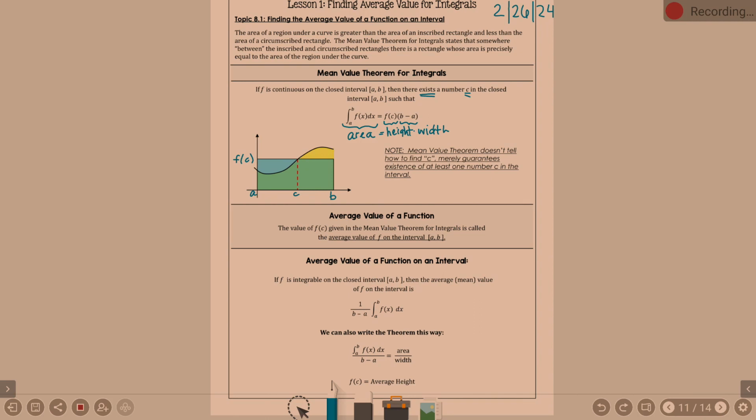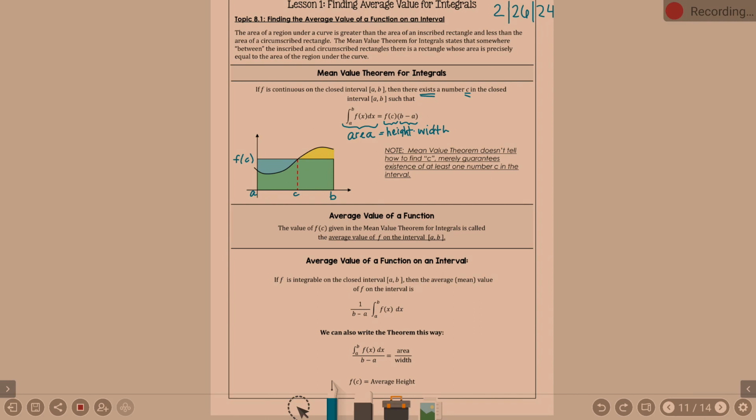Now, note: the mean value theorem doesn't tell us how to find c. It merely guarantees the existence of at least one number c in the interval, so it's one of what we call our existence theorems. It just says that there's some place here, maybe not necessarily right in the middle, where you can find that area, and it's going to be equal to the actual area. So that's one piece of information we want to review, and we'll talk about the mean value theorem a little bit in some of our homework or examples.